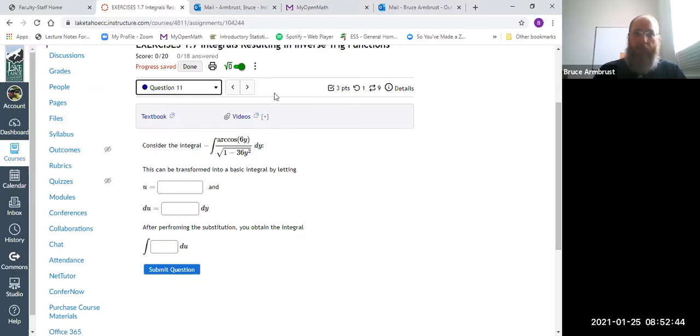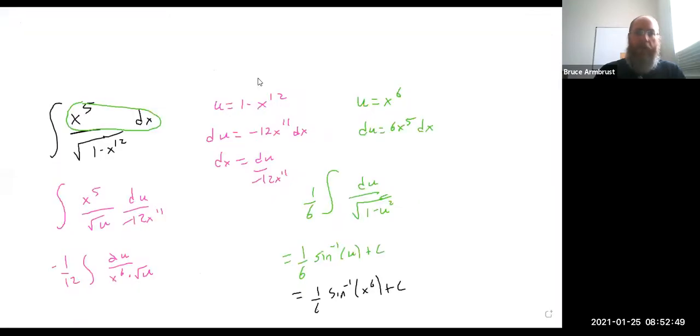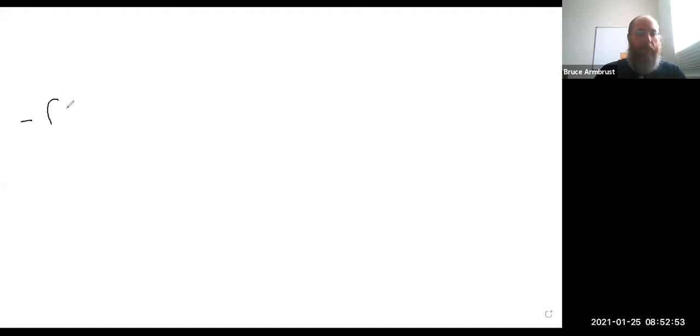All right, so I'm going to switch to the whiteboard again real quick. Let's clear all this stuff off. And let's think about this one. So we had the negative integral of inverse cosine 6y divided by the square root of 1 minus 36y squared dy.